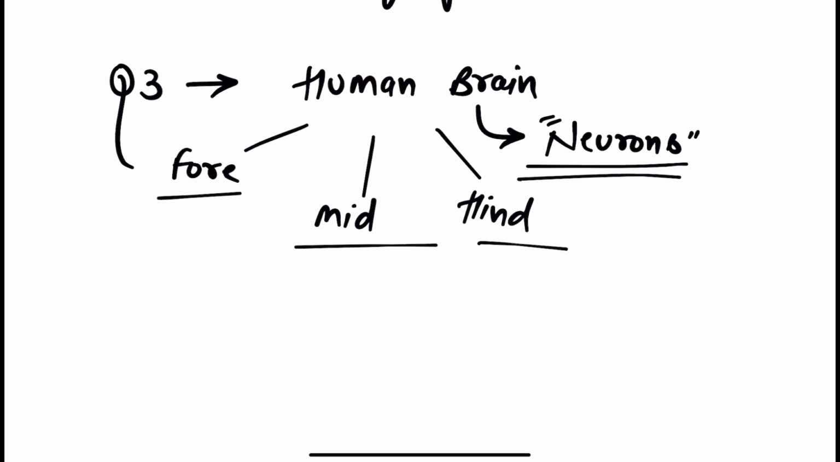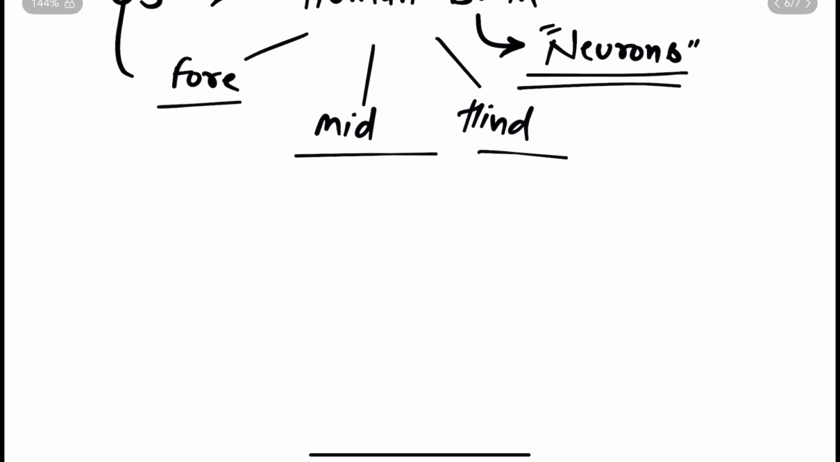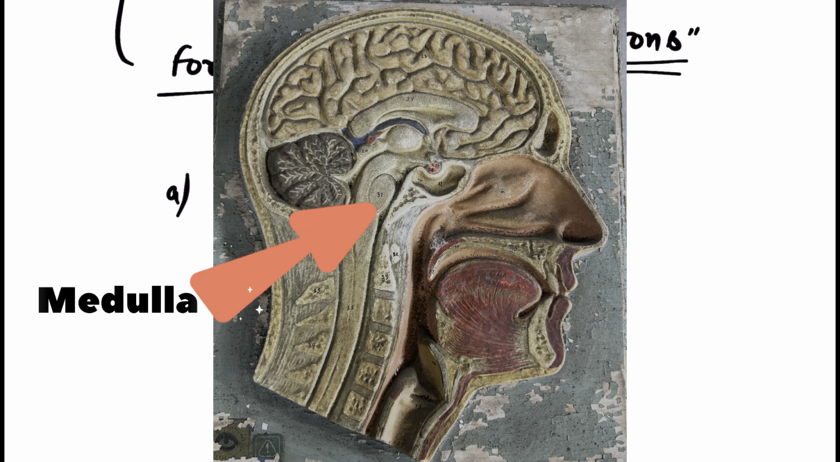So in the question we have mentioned that we have to describe the function of 3 important parts of the brain. So the first part is medulla. Medulla is a part of the hindbrain.